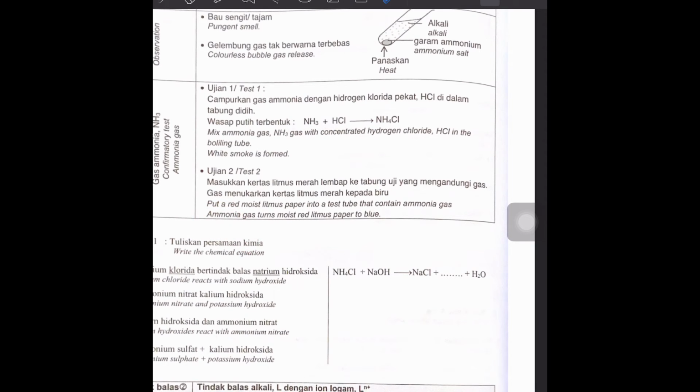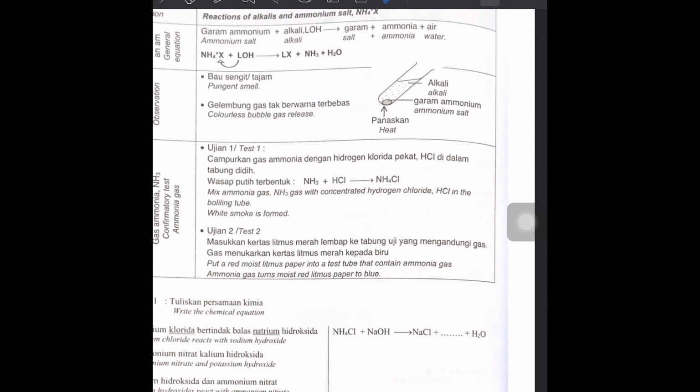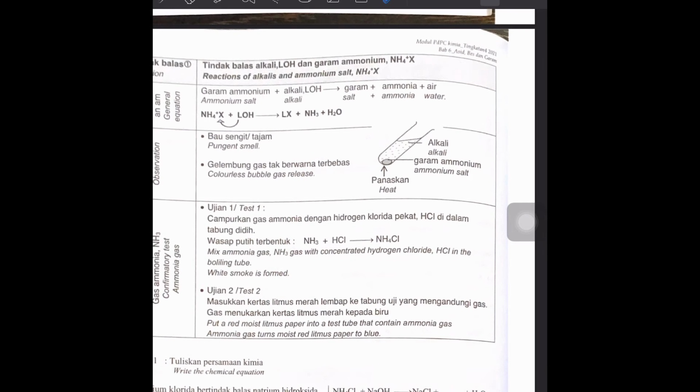Okay, so apabila kamu letak moist litmus paper ke dalam gas yang dikumpulkan tadi, what will happen is that ammonia gas yang kamu kumpul tu daripada yang kamu dapat from the tindak balas antara ammonium salt and alkali, kan ada ammonia gas. Okay, so untuk tes yang ini, what we do adalah we put a red moist litmus paper. That red moist litmus paper will turn to blue.